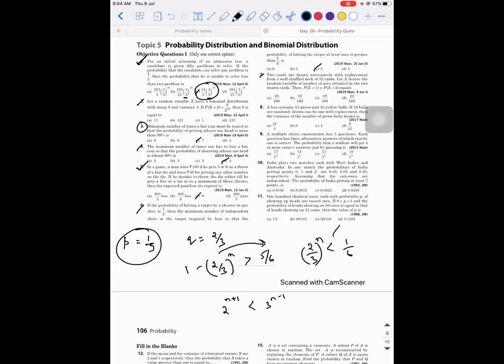Next one, 7th one. 2 cards are drawn successively with replacement from a well-shuffled deck of 52 cards. Let X denote the random variable of number of aces obtained in the 2 cards drawn. Then P of X is equal to 1 plus P of X is equal to 2 is equal to what?